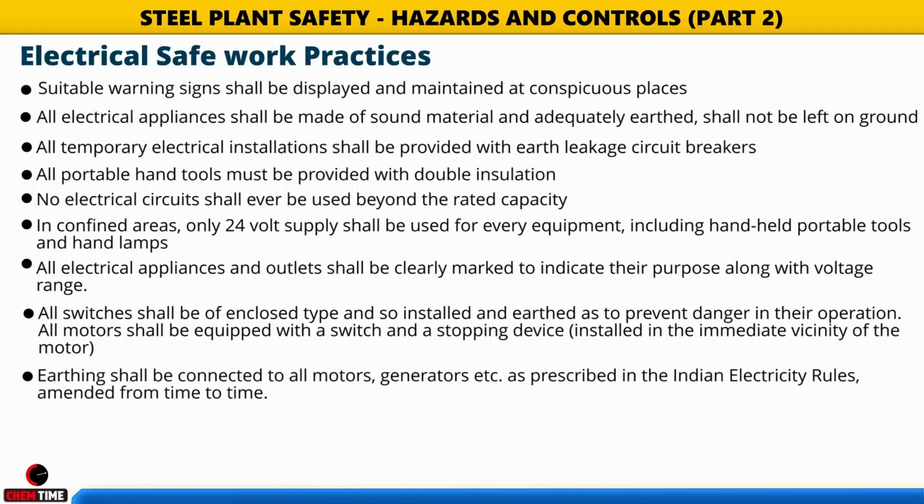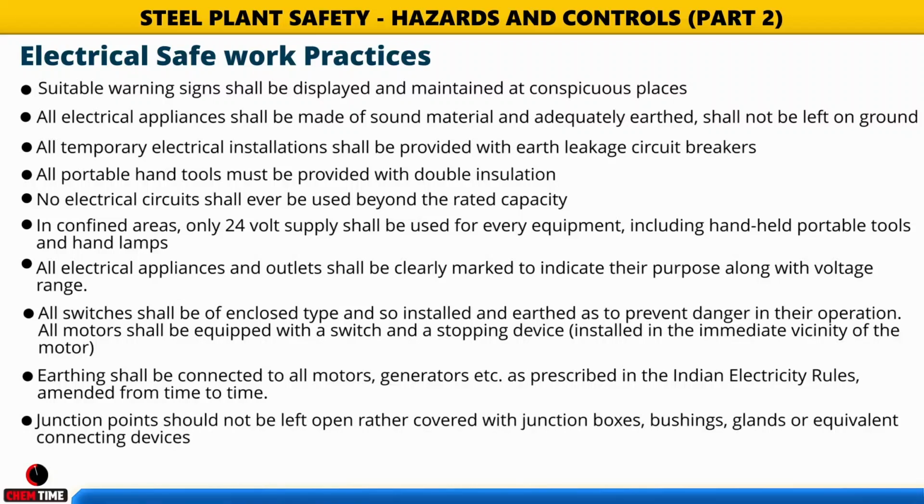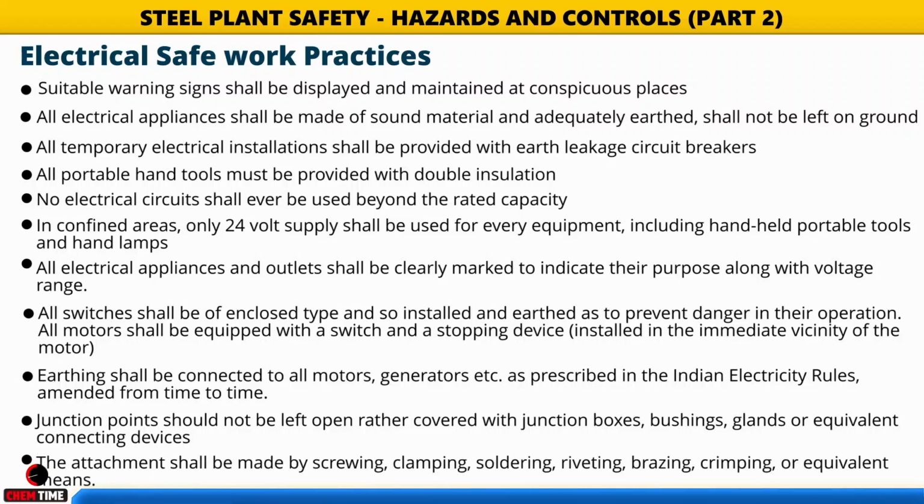Earthing shall be connected to all motors, generators, etc. as prescribed in the Indian Electrical Rules, amended from time to time. Junction points should not be left open, but covered with junction boxes, bushings, glands, or equivalent connecting devices. The attachment shall be made by screwing, clamping, soldering, riveting, brazing, crimping, or equivalent means.